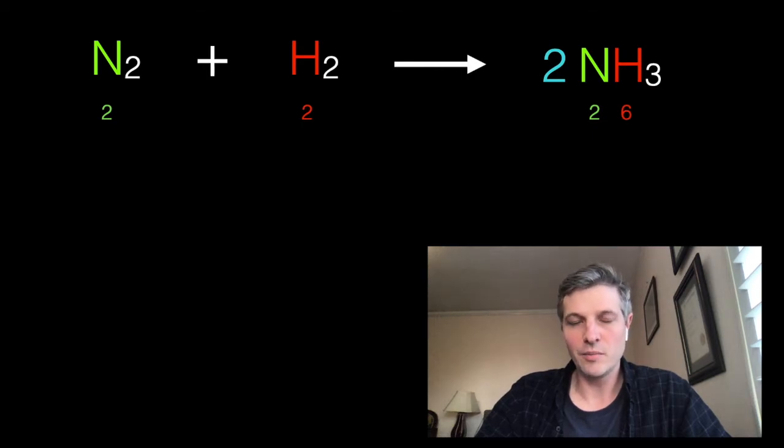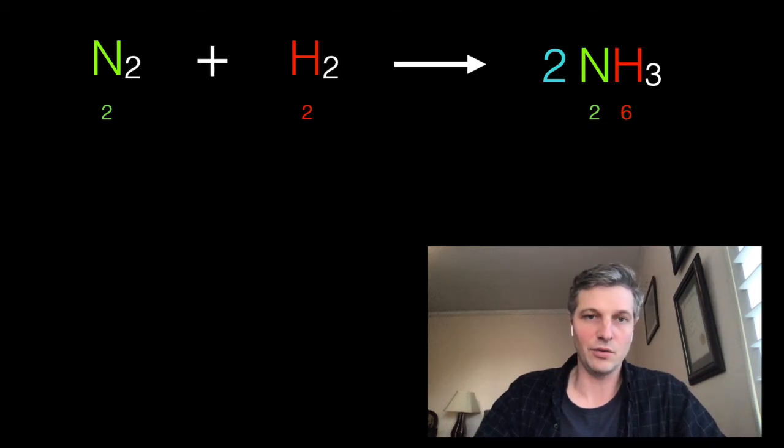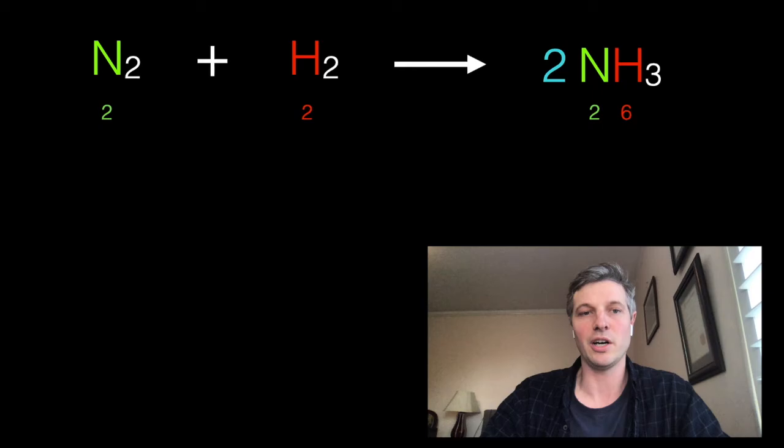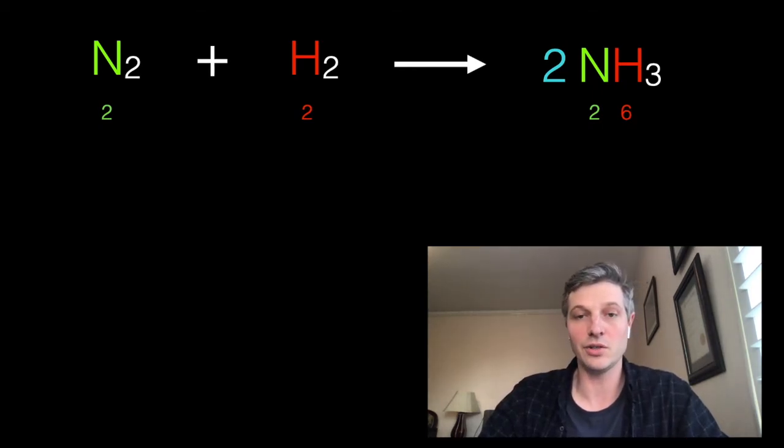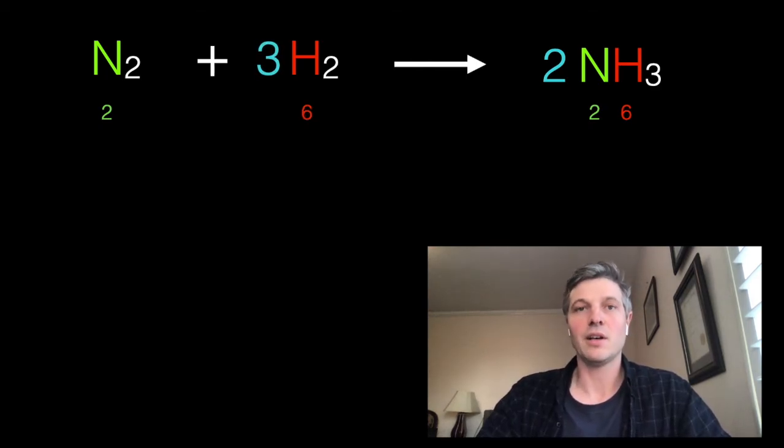Now I have 6 because in the molecule NH3, there are 3 hydrogens, but I have 2 of those molecules. So that's 2 times 3 gives me 6. So I now need to do something to the left side, those H2s, so that I have 6 hydrogens so that they can be balanced. So I'm going to times the H2s by 3, and then that'll give me 6 H's on the right and the left. That's very simply how we balance chemical equations.